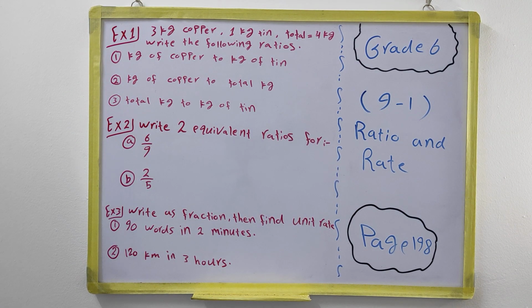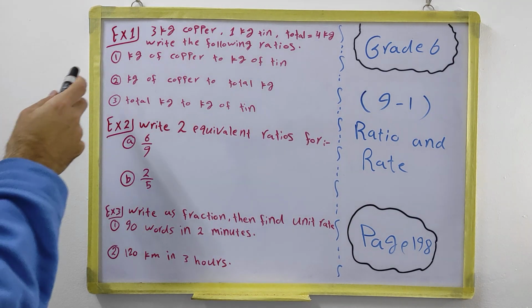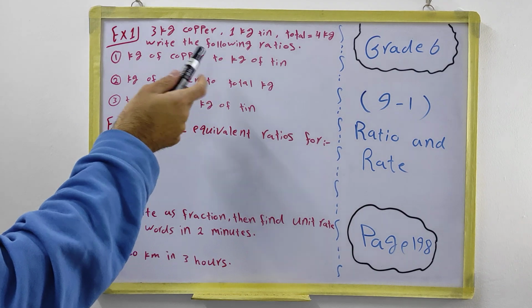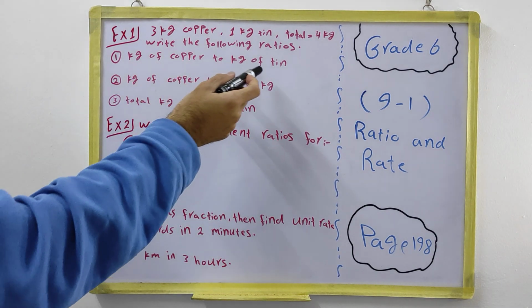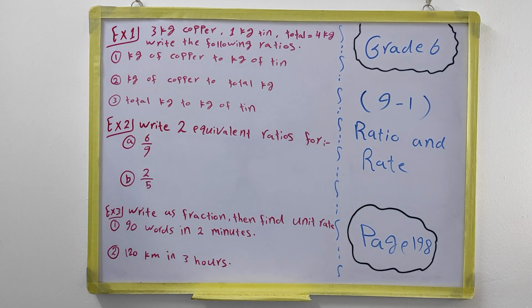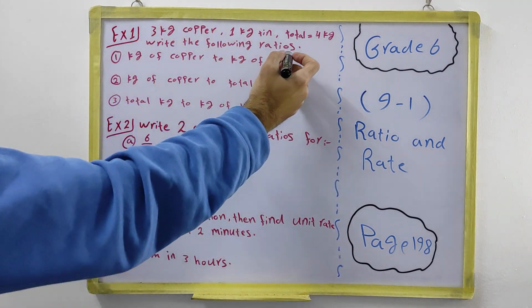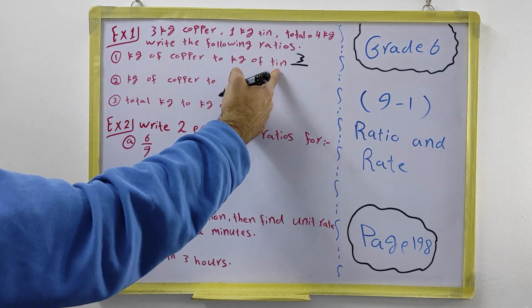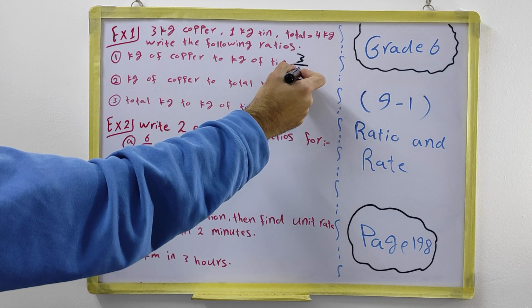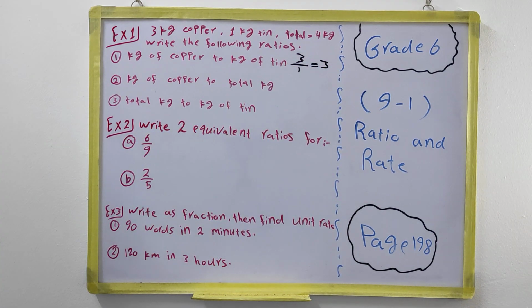The first one asks for kilogram of copper to kilogram of tin. Whenever you have two things like that to write as a ratio, always write the first one up in the numerator and the second one down in the denominator of the fraction. Kilogram of copper, from the question, is 3, over kilogram of tin, which was 1. So it is 3 over 1, which is 3.